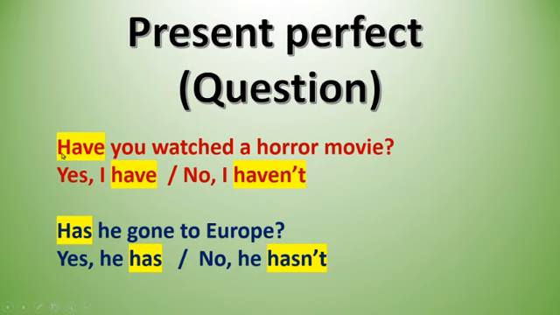Now, you need to remember that if you use the auxiliary have, you have to answer with have, or if you use has in your questions, you have to answer with has. For example, has he gone to Europe? Yes, he has. Or negative answer, no, he hasn't. And in the first question, have you watched a horror movie? Yes, I have. And negative answer, no, I haven't. You have to remember that.